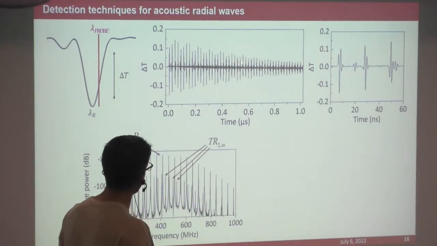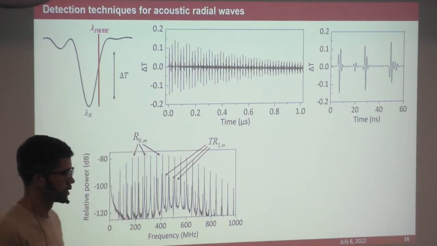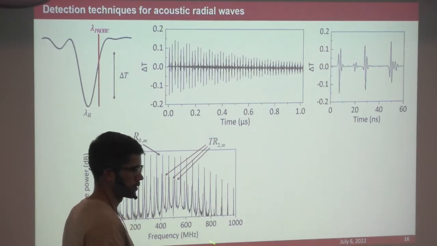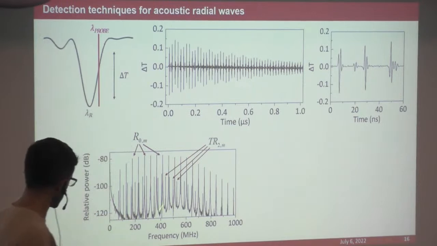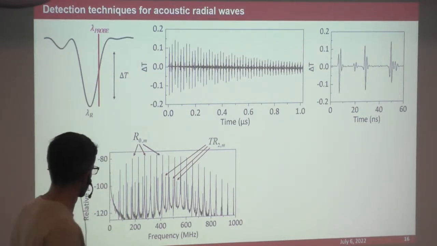And if you take a look at the spectrum of this, if you do some kind of Fourier transform to this temporal trace, you actually see the different acoustic resonances that you have in the fiber. As you can see, there are a lot of resonances in the range from 0 to 1 GHz.